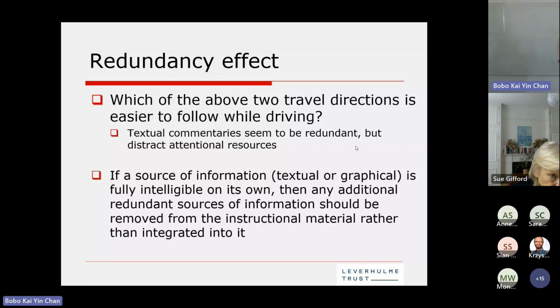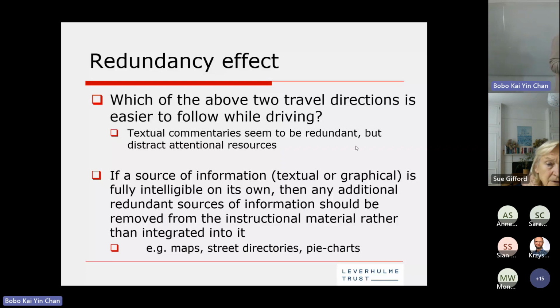Actually, adding some redundant information would consume working memory resources, and that makes it essentially harmful, because your cognitive processing will require more working memory capacity, which could potentially be used for something else, a more relevant activity. So this is essentially an example of the redundancy effect, a redundancy situation.